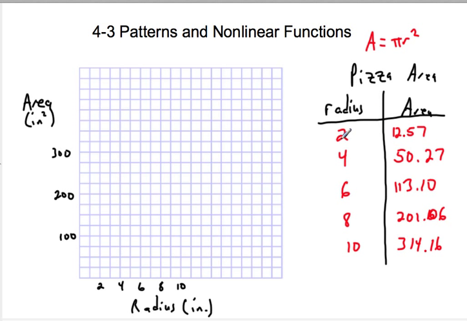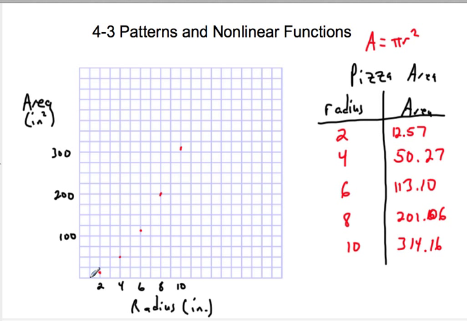Let's do it. So a radius of 2 has an area of 12.57. So it's going to be really low down here. Let's see, it's probably about right here. A radius of 4 is going to be 50.27, and you'll see in a moment why I spaced out the graph like this, because it's going to get big pretty quick here. Radius of 6 is 113. It's about here. Radius of 8 is 200-ish, just a tad over. And the radius of 10 is 314, so that's going to be about right here.